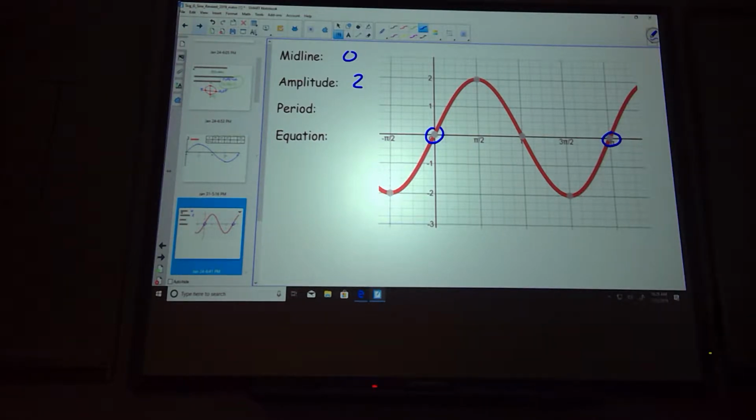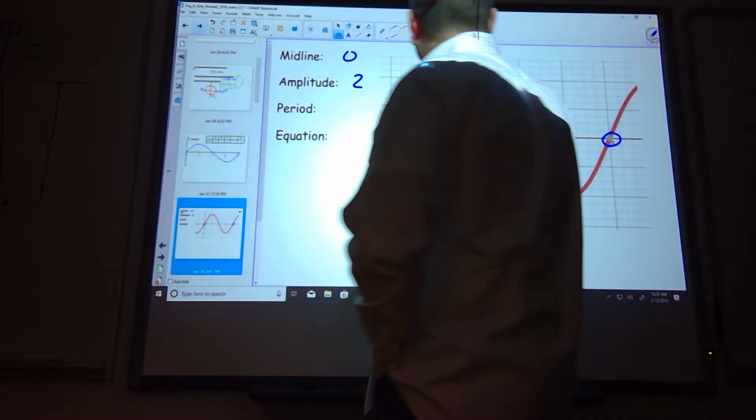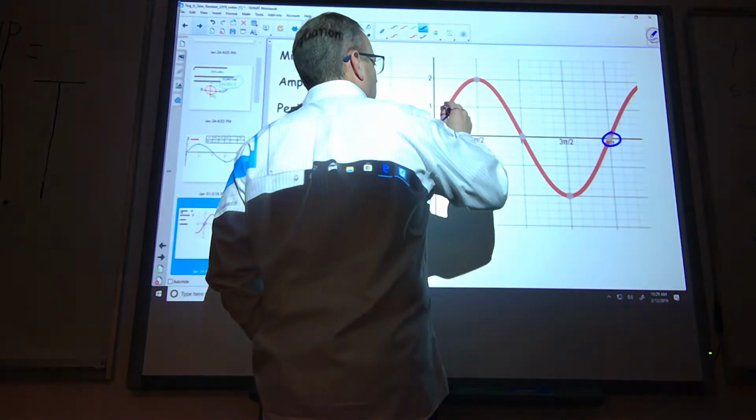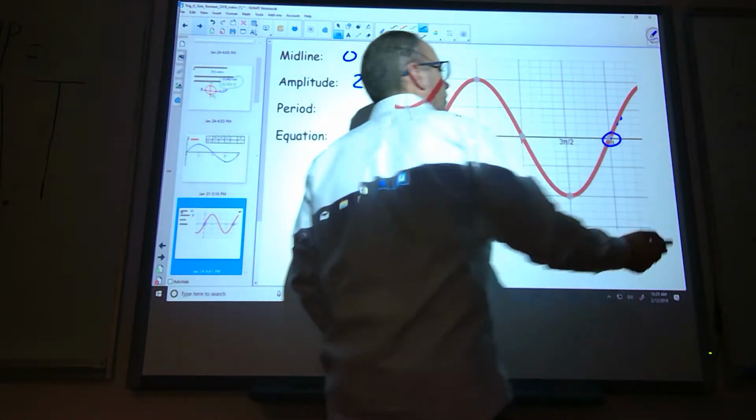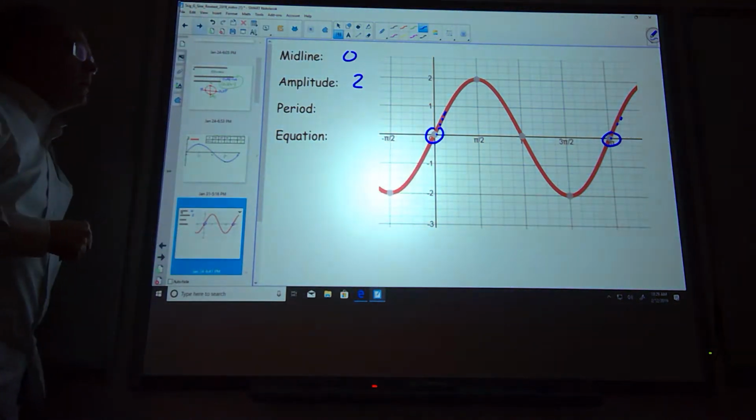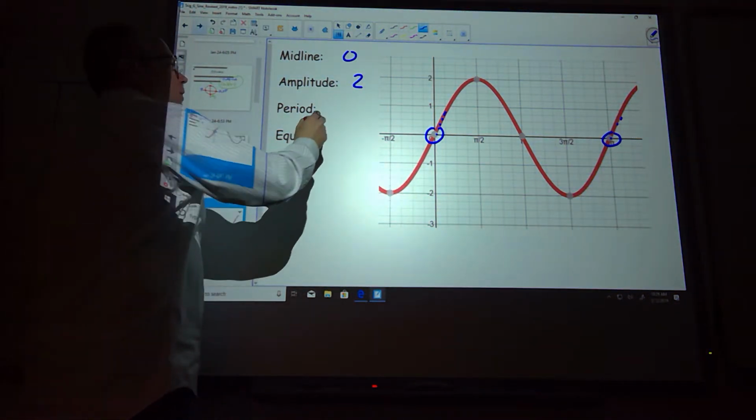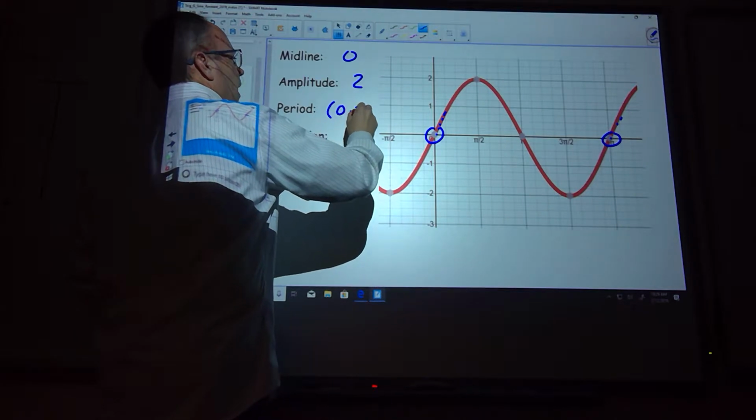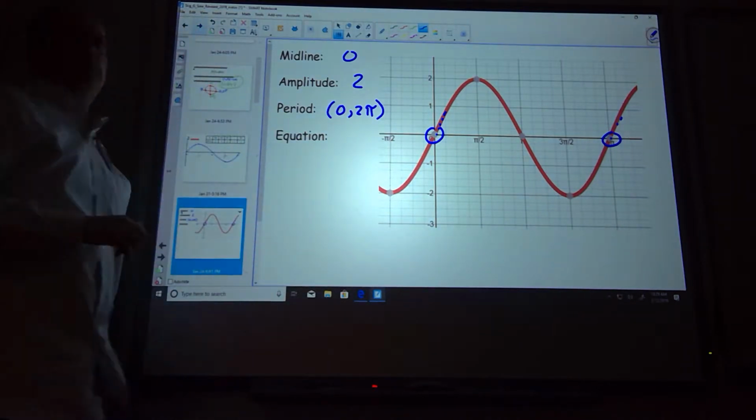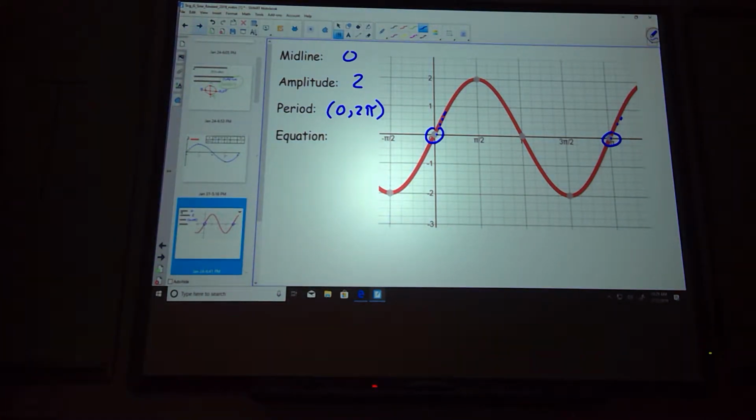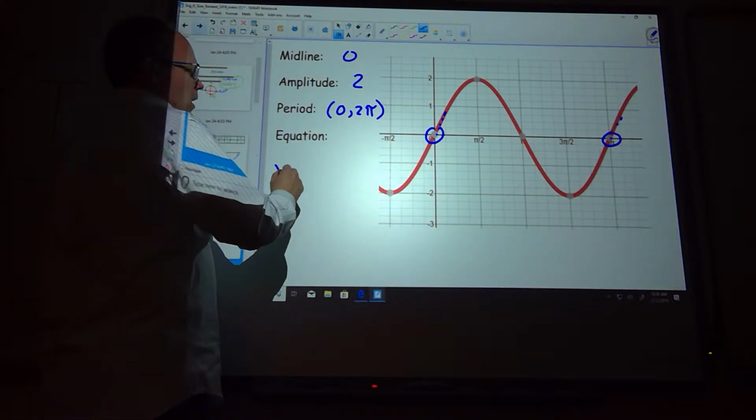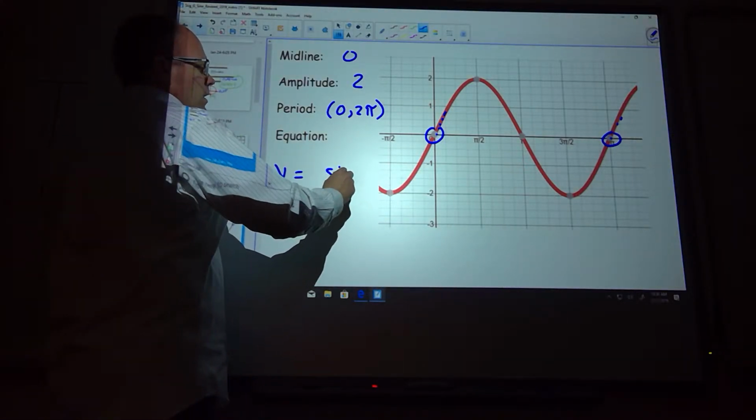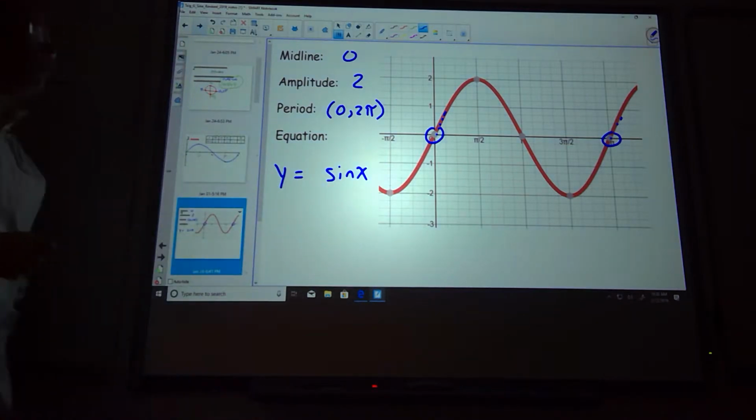That's where they're both going up. Like if I started here, it's on its way up. Started here, it's on its way up. Exactly. Nice. So the period goes between 0 and 2 pi. And for the most part, you're going to try and keep it at 0 to do that. So let's deal with our equation. Well, I know it's a sine curve, so I know I got y equals sine x.